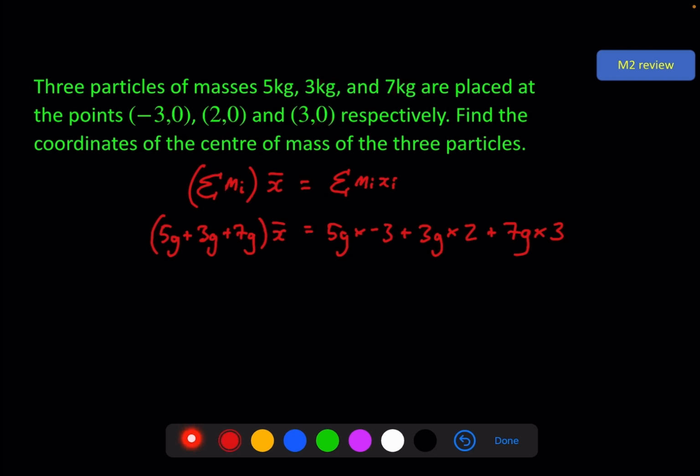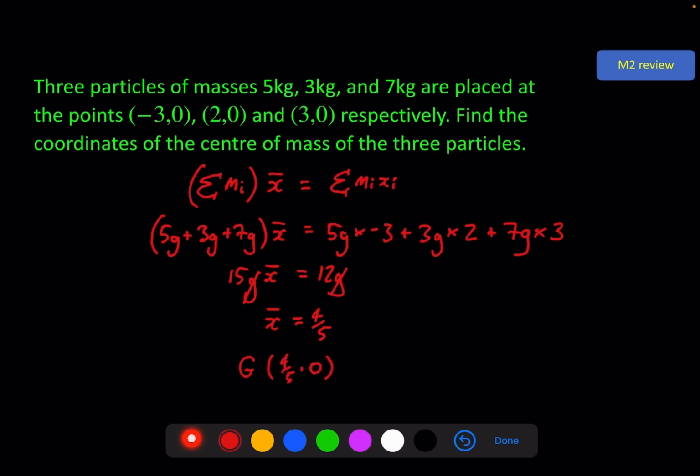Now I just go ahead and solve my equation. Here we've got 15g x bar, and over here we've got 12g. The g's cancel out. So x bar is equal to 12 over 15, which is 4 over 5. The particular wording of the question, though, it says find the coordinates. So I shouldn't really stop there. I should now state that the coordinates of G, the centre of mass, are 4 over 5, 0.